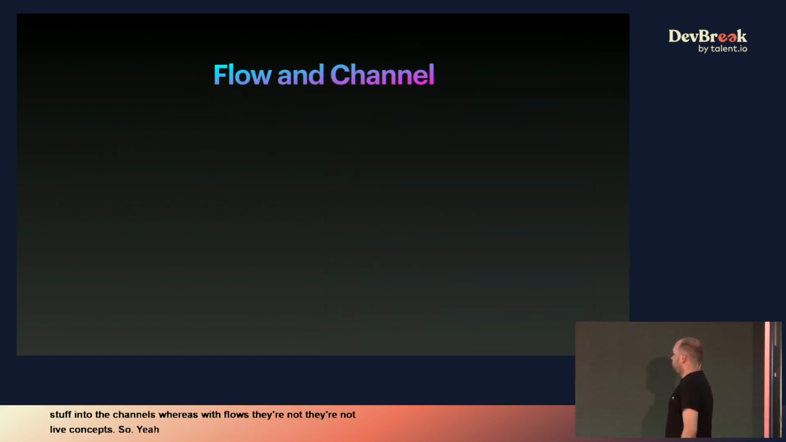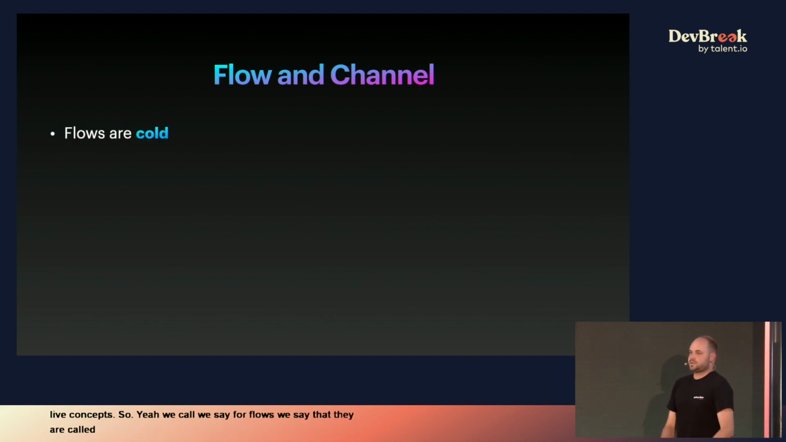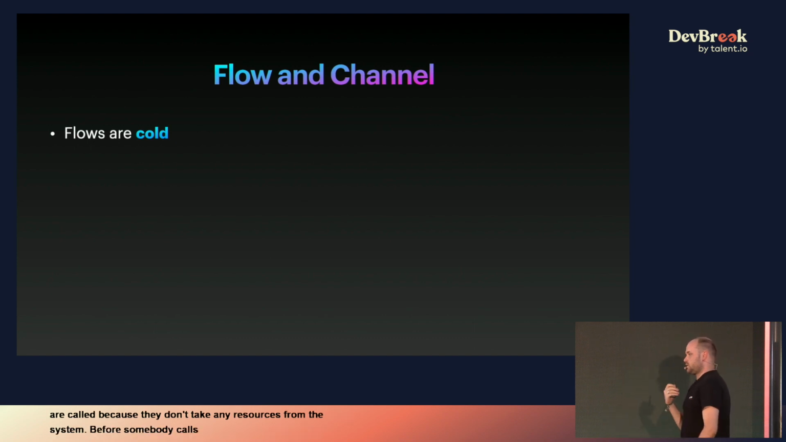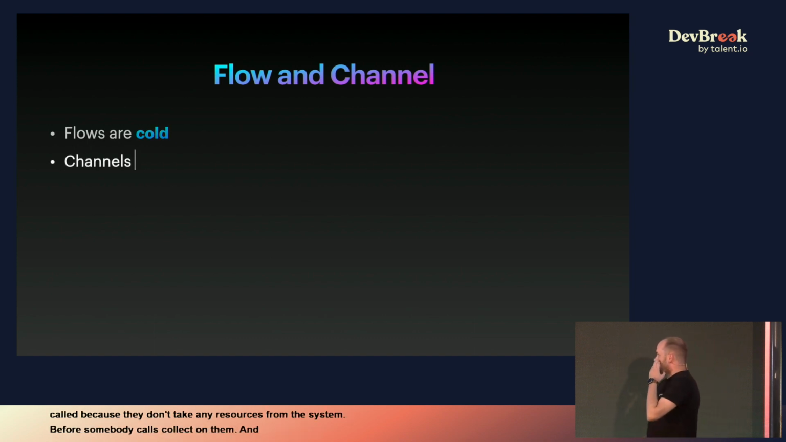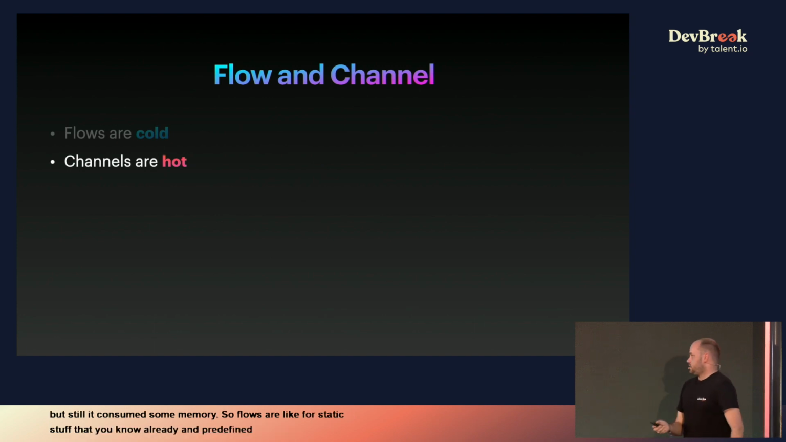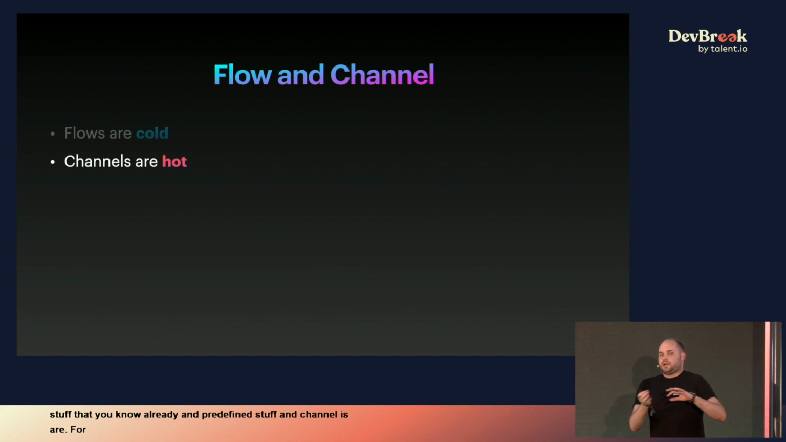So we say that flows are cold because they don't take any resources from the system before somebody calls collect on them. And we say that channels are hot because they are live, and as soon as you create a channel, it starts consuming some memory, it starts consuming some CPU. Of course, it's suspended and waiting, but still it consumes some memory. So flows are for static, predefined stuff that you know already, and channels are for live stuff.